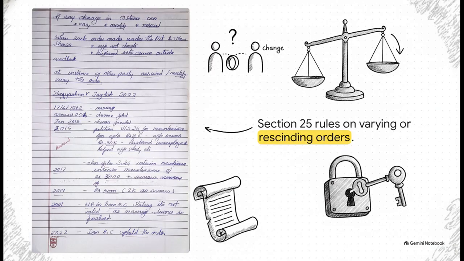But hey, these permanent orders aren't carved in stone. Under Section 25, if circumstances change, the order can be varied, modified, or just totally rescinded. The statute specifically points out that if the wife is not chaste, or if the husband has intercourse outside wedlock, the other party can step right in and ask the court to pull back or change that maintenance order.